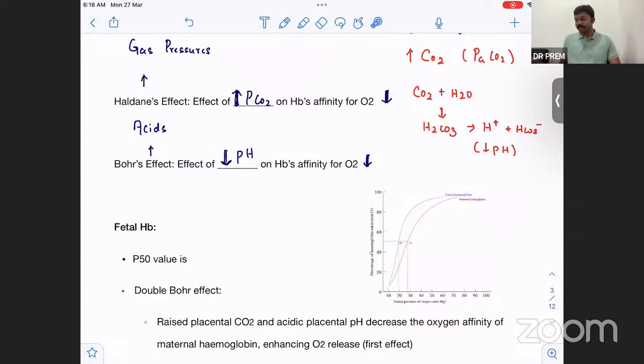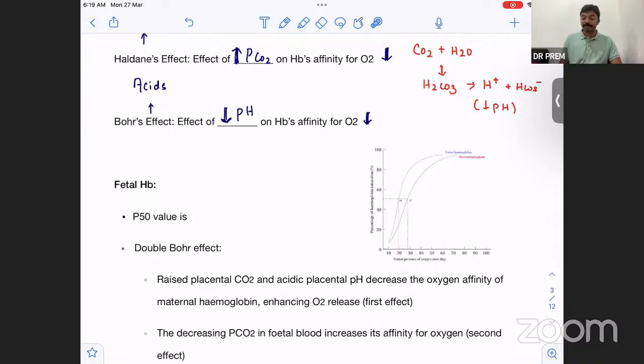So guys, remember, Bohr's effect as well as Haldane's effect are completely different. When it comes to carbon dioxide, that one molecule, we are seeing both effects getting manifested. So especially when it comes to the gas carbon dioxide, this exerts both Haldane's effect as well as Bohr's effect. That's another point you have to remember.